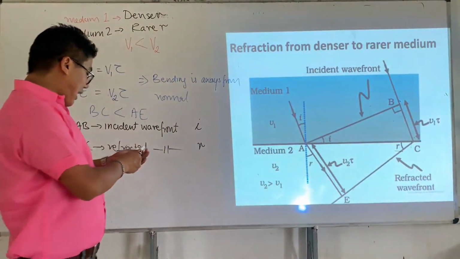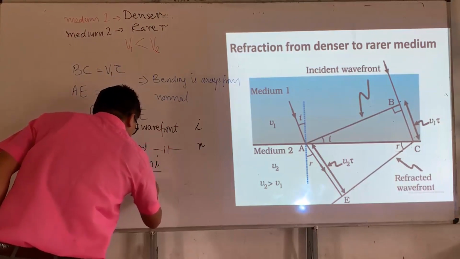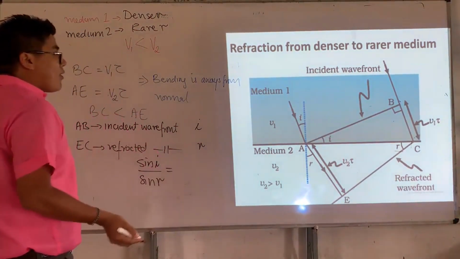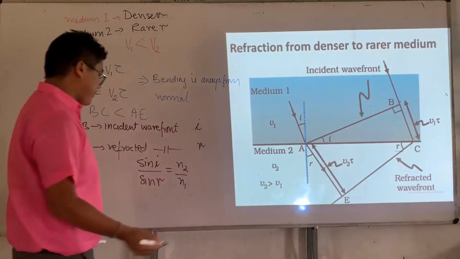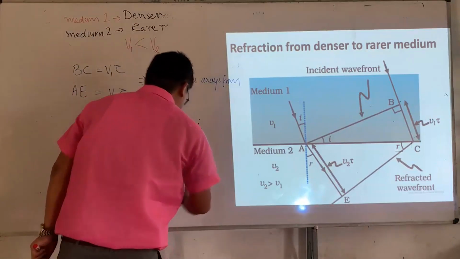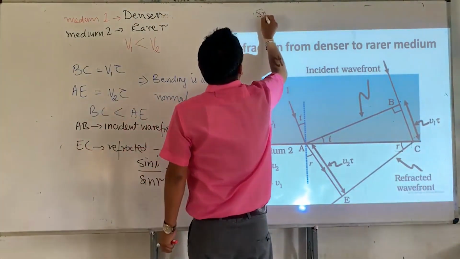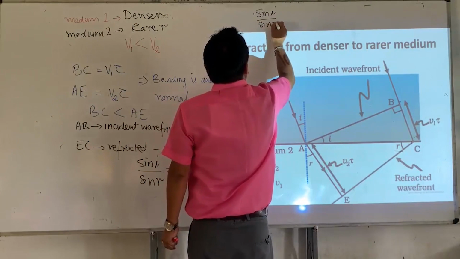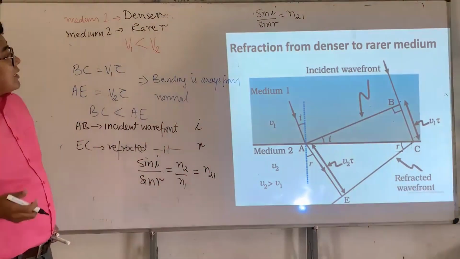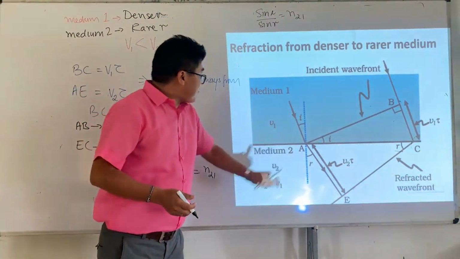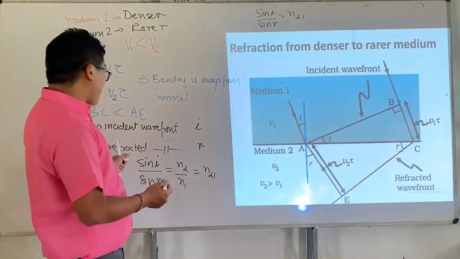Now I can straight away write sin I divided by sin R, which is equal to the refractive index of the second medium with respect to the first, which we call N21. So sin I divided by sin R is equal to N21. Medium 2 is a rarer medium and medium 1 is a denser medium. So the bending is away from the normal.